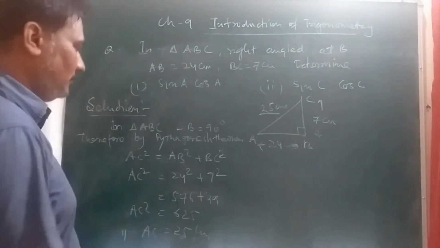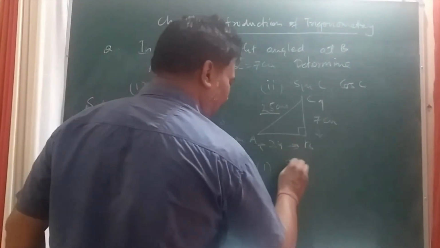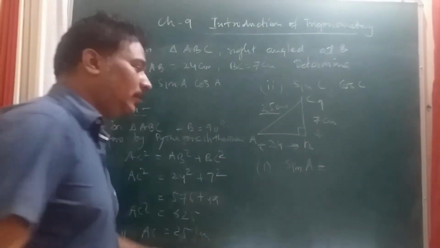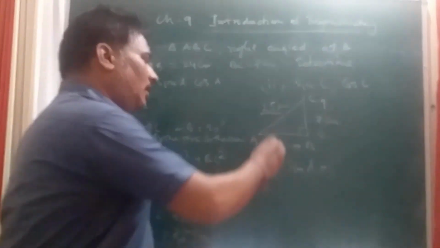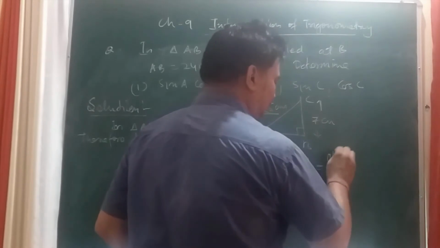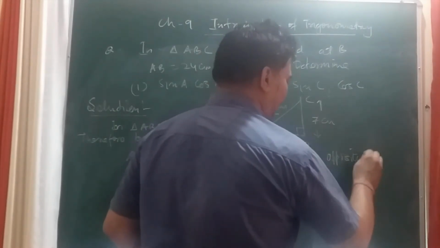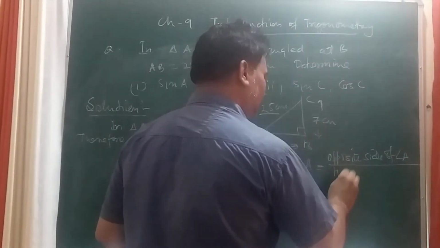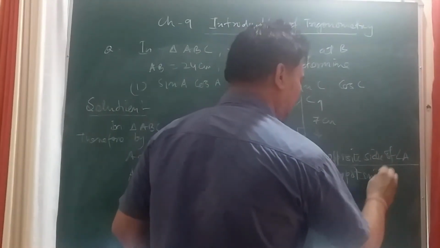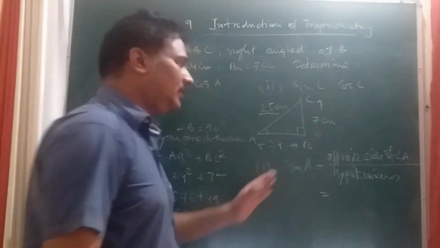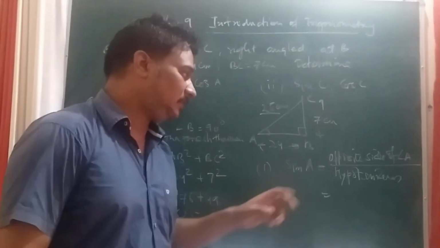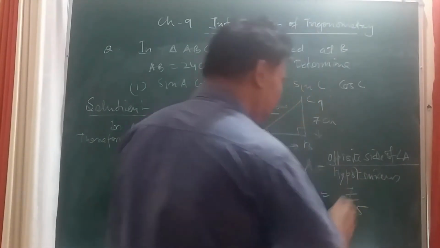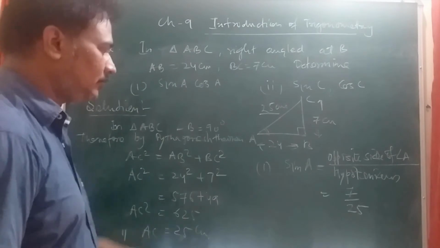Now we got the value of AC. Now come to the point 1, sin A. Sin A is equal to, you know the formula, opposite side of angle A upon hypotenuse. Otherwise you can say perpendicular upon hypotenuse. It means 7 upon 25. This is the value of sin A.